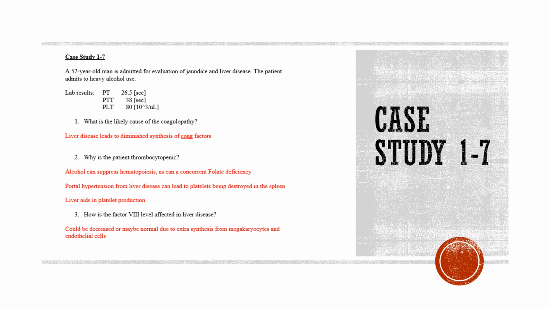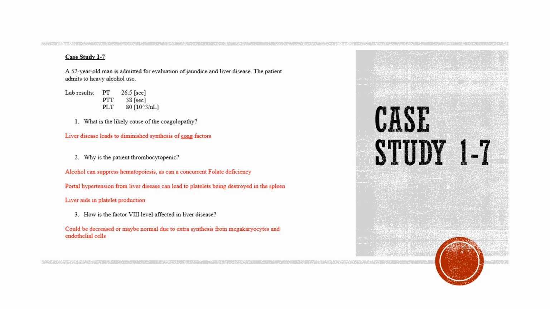Okay, let's tackle this one. So here we have a 52-year-old man admitted for jaundice and liver disease, and the patient admits to heavy alcohol use. Coagulopathies or coagulation issues very, very often present with people who have liver disease or liver failure.